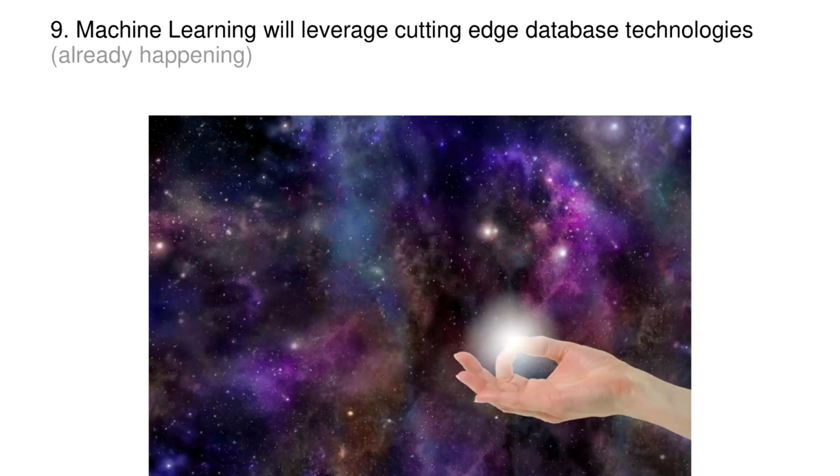Then we have something interesting going on between machine learning and database researchers, where there are two schools of thought. There are the researchers who think that machine learning is going to leverage cutting-edge database technologies, meaning that we can run machine learning on top of existing frameworks. An example of that is SparkML, which allows you to run machine learning on top of Spark.